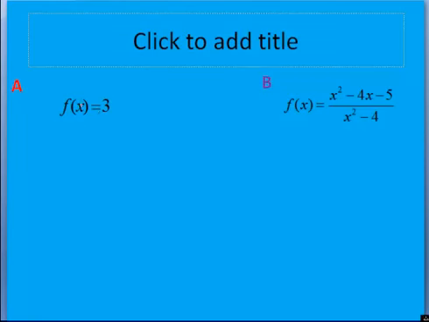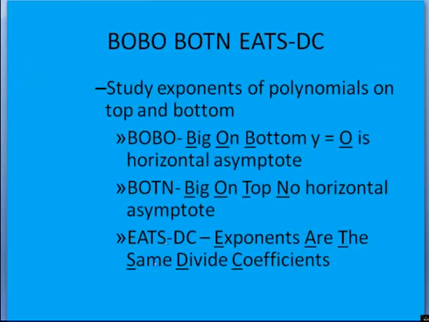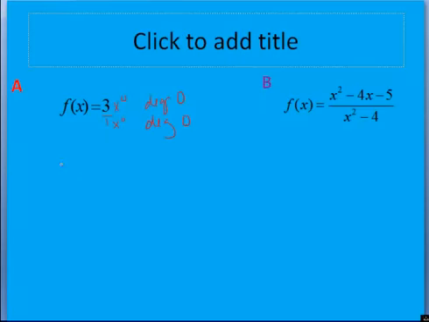Alright, so here again is one of our functions that we've been following. Technically this one's a little strange, but we have x to the 0 on top and x to the 0 on bottom, so the degree on top is 0, and the degree on bottom is 0. So this is the case of eats DC, exponents are the same, so divide coefficients. So our end behaviors: as x approaches infinity, y approaches 3. And as x approaches negative infinity, when we divide these coefficients, 3 divided by 1, y approaches 3 as well.